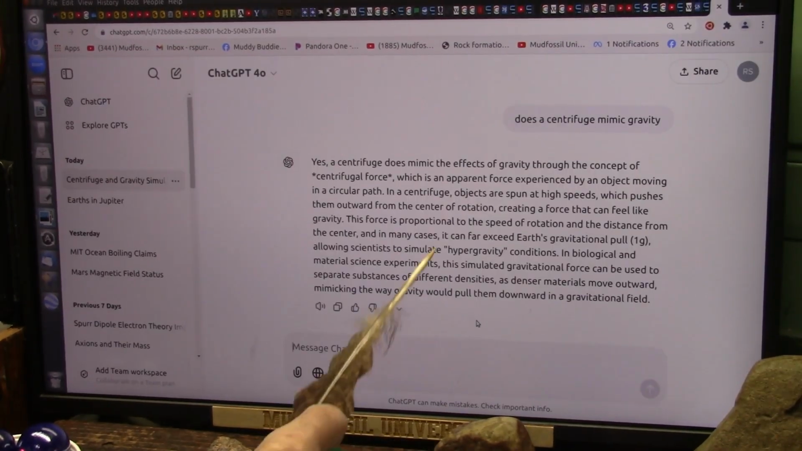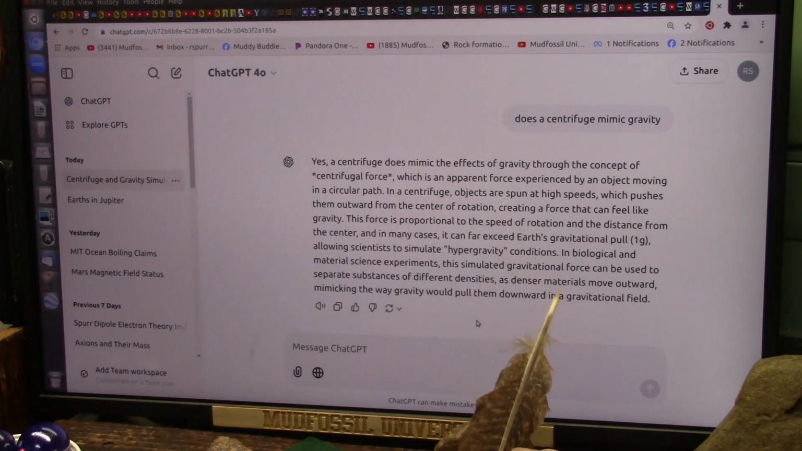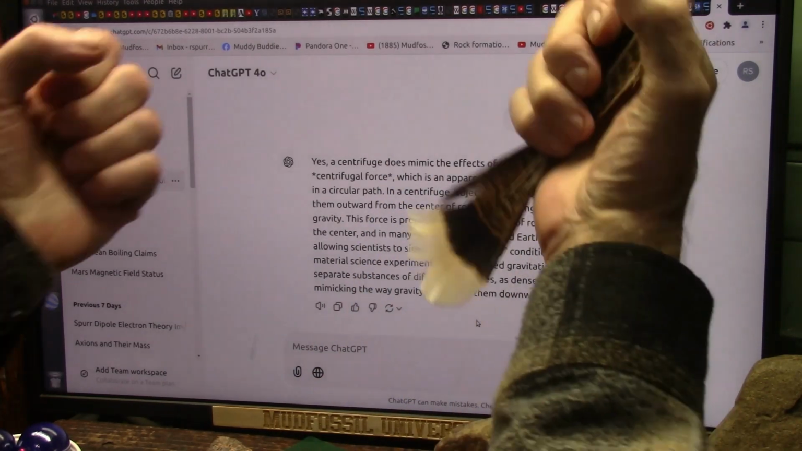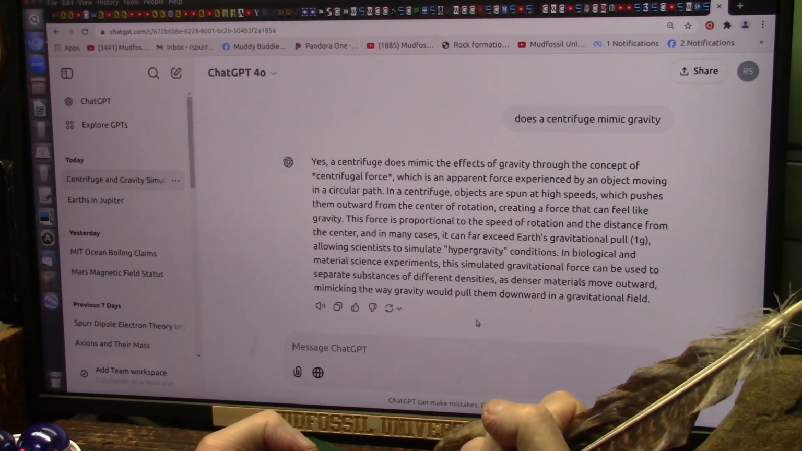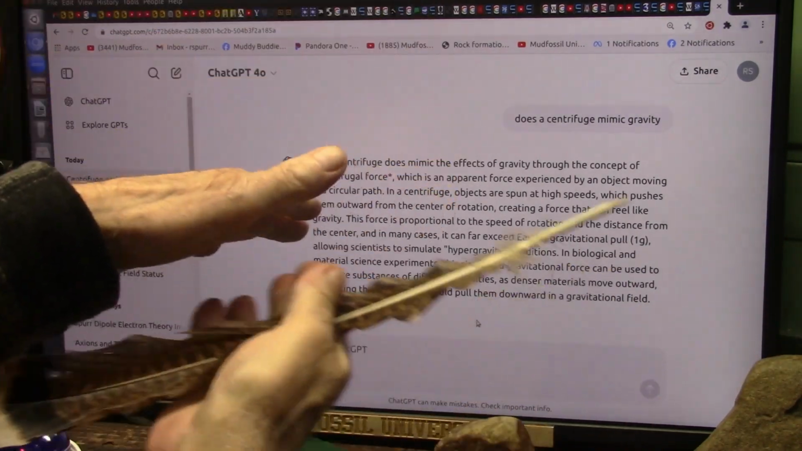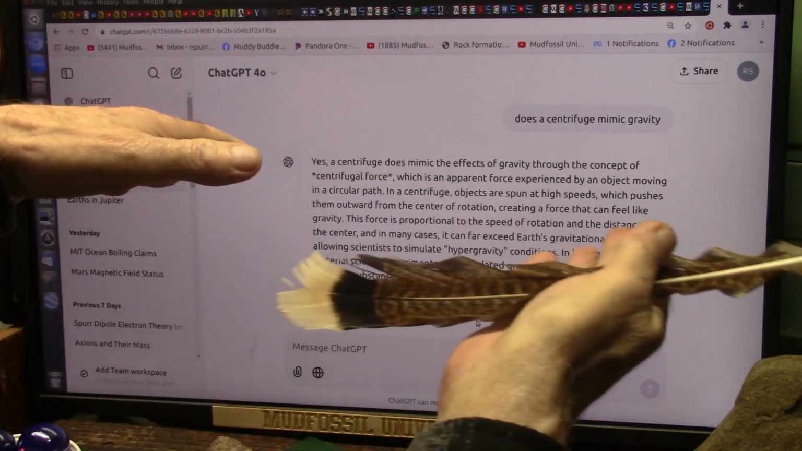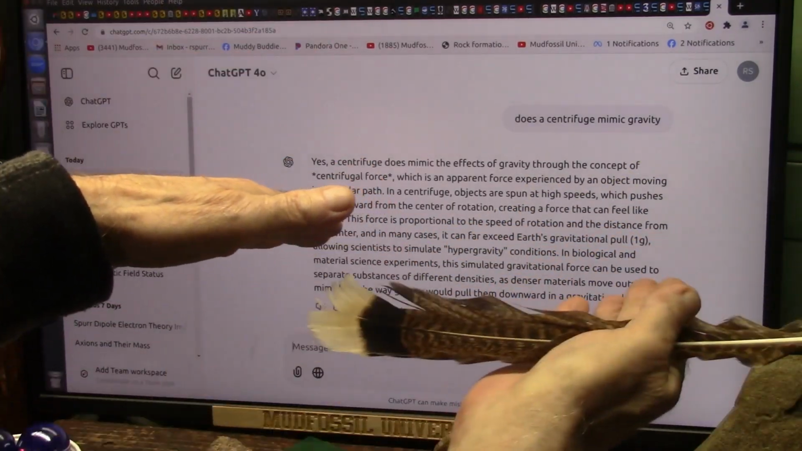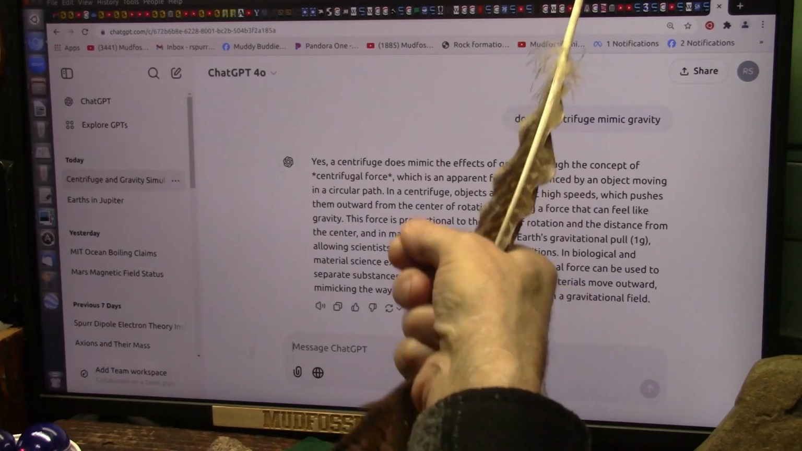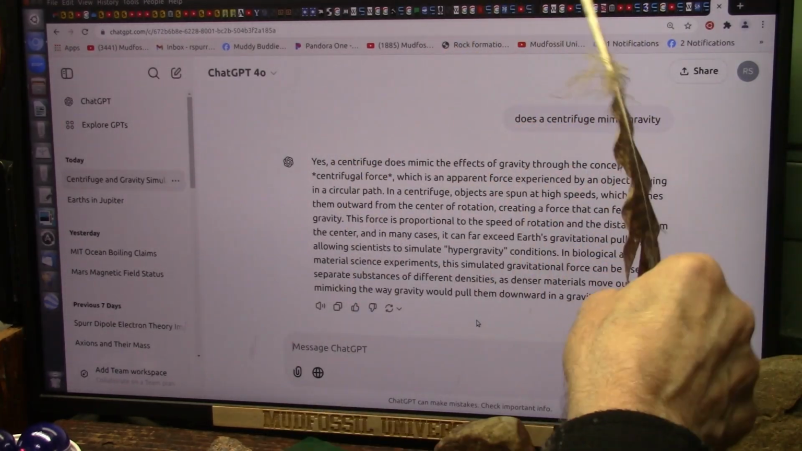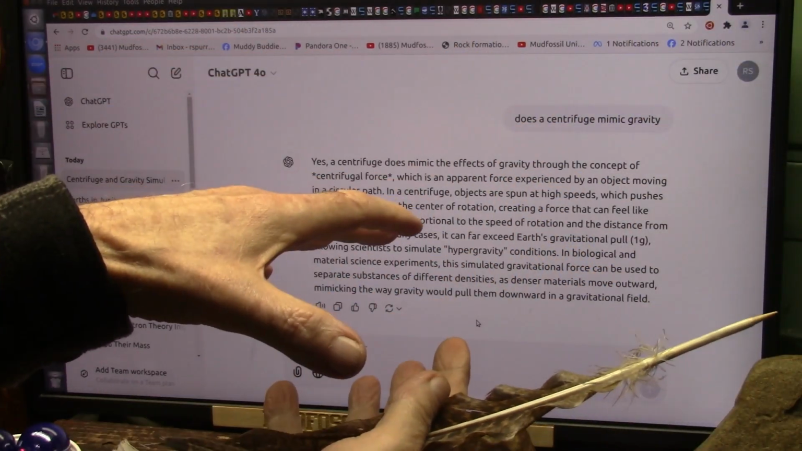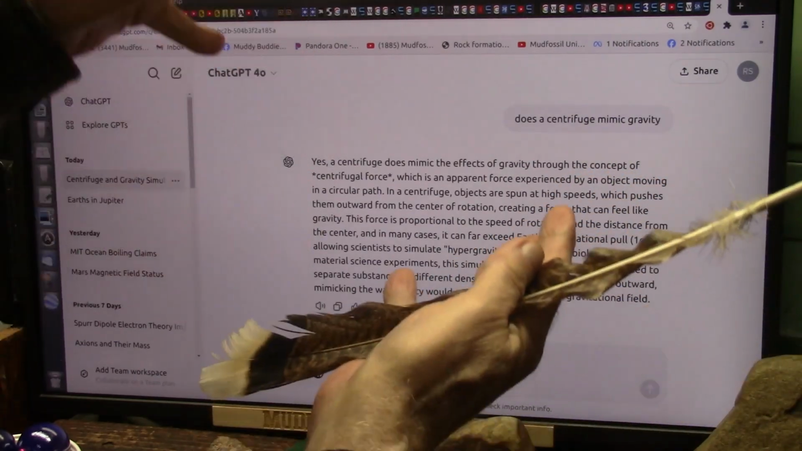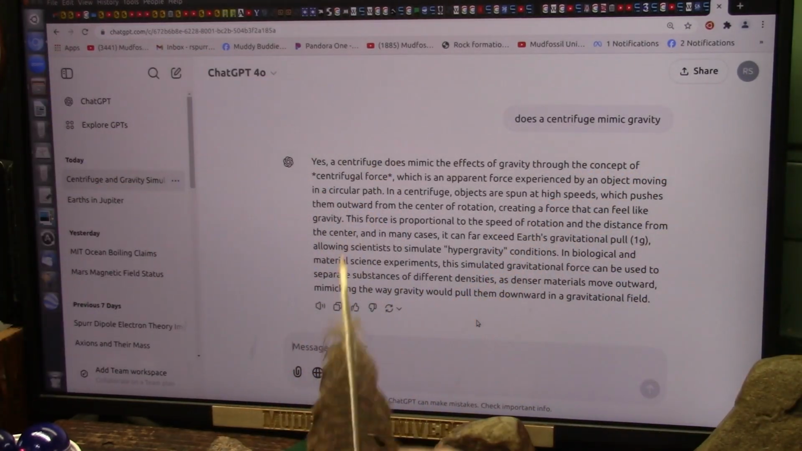Okay, so here's the important part. The centrifuge mimics the way gravity would pull things downward in a gravitational field and just layer them in their molecular densities, their weights, pushing down against each other, just layer after layer after layer, just like soup. You could spoon that out with a spoon. It's going to be that dense. It's 1,300 times or so more gravity than here on Earth.